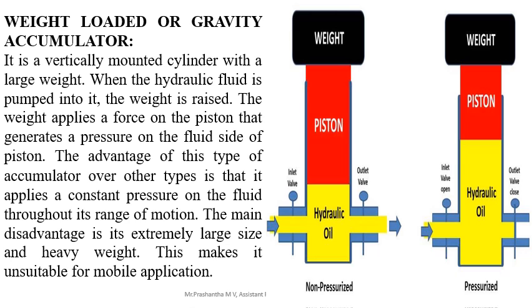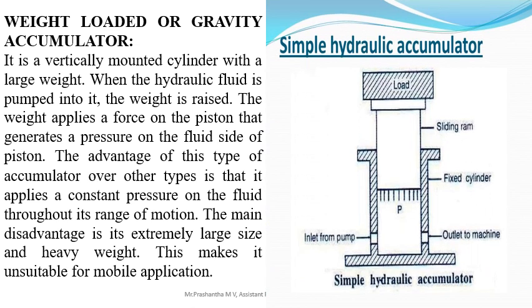In the beginning, the ram is at the lowermost position. This is a sliding ram, and this is a fixed cylinder. Once we go to the construction, it consists of a vertical cylinder which is fixed in position. The cylinder is provided with an inlet and an outlet. Look here, this is the inlet and this is the outlet.